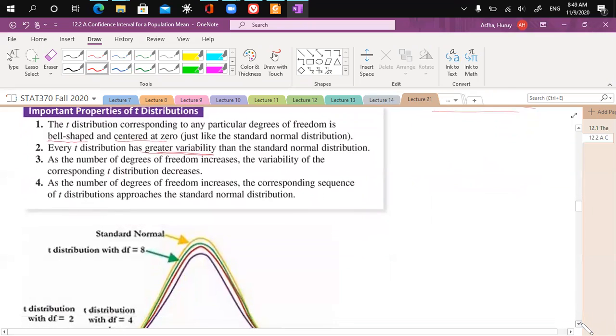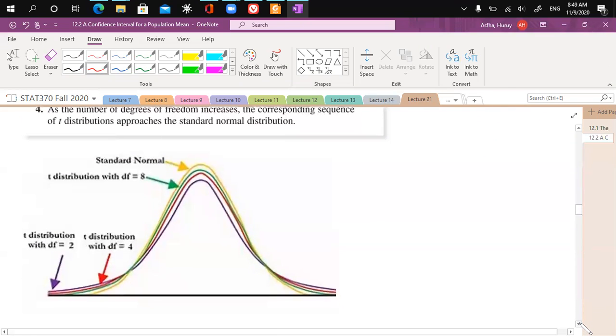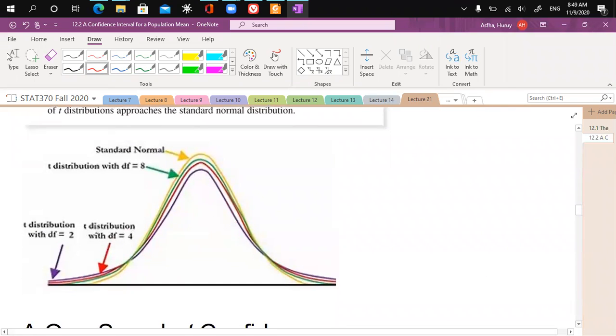And here I put this graph so that you can see what I mean by this. So here we have the t distribution with degrees of freedom equal to 2. This is this color. If you see here, it's less peaked. The height of this one is lower than the rest, but it's wider. If you look at this one, it's on top. So it's wider, that means.